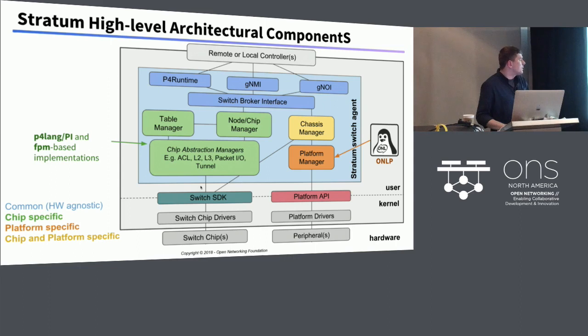And on the southbound, we usually talk with two things, the switch SDK and the platform API. The switch SDK will be used to, for example, insert and remove table entries. And the platform API is what we use more for configurations and operations. So for example, configuring ports, getting port speed, polling for port stats, fans, LED, temperature, and so forth.